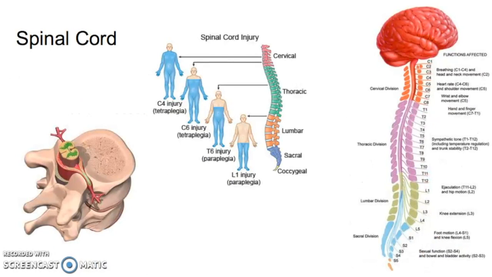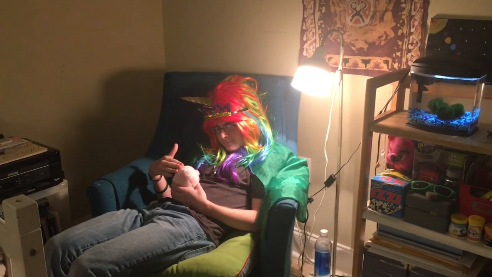The spinal cord combines with the brain to form the central nervous system. The spinal cord is the pathway for information to be sent through the brain to the body. Without it, we would not be able to walk or perform day-to-day functions.